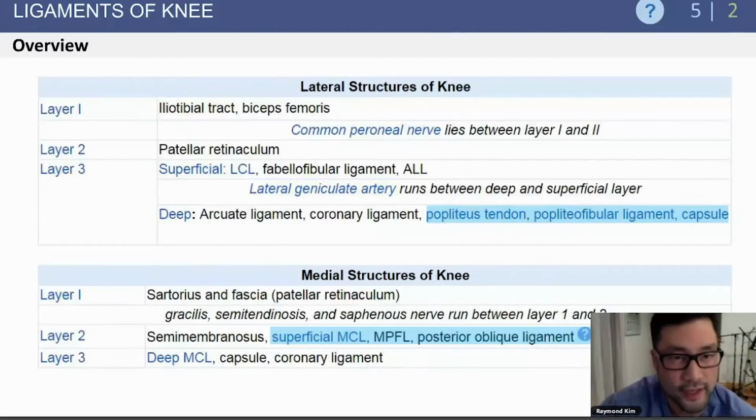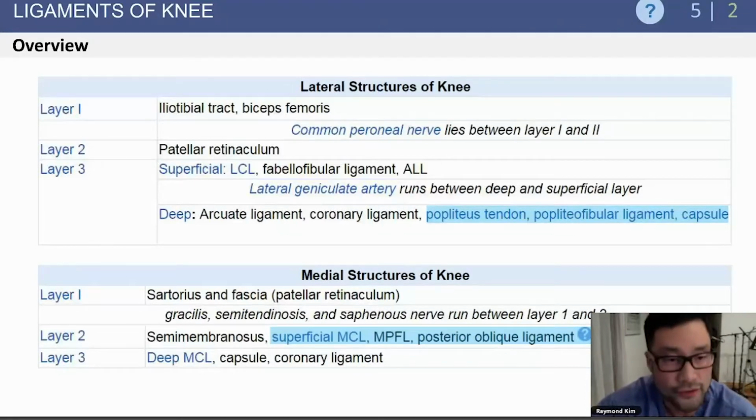On the lateral side, there's layer 1, which includes the IT band and the biceps femoris. The common peroneal nerve lies between layer 1 and 2. Layer 2 is the patelloretinaculum. Layer 3 has a superficial and deep component. The superficial has the LCL. The lateral geniculate artery runs between the deep and superficial layer, and the deep layer includes important structures like the popliteus, the popliteal fibular ligament, and the capsule.